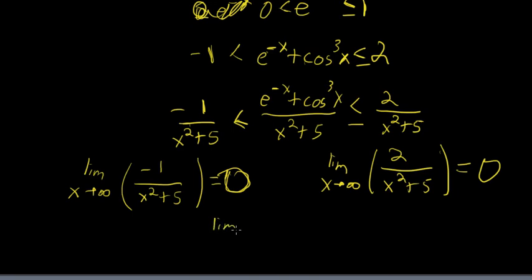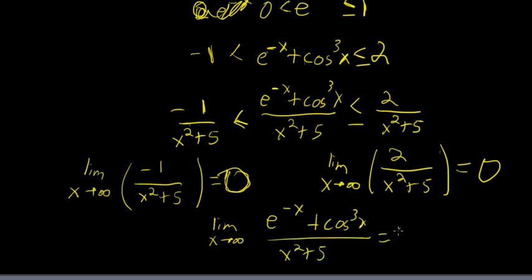So the limit as x approaches infinity of e to the minus x plus cosine cubed of x over x squared plus 5 is 0 by the squeeze theorem.